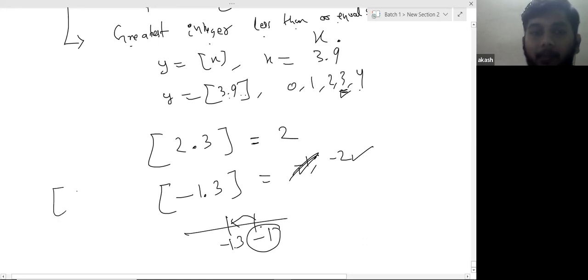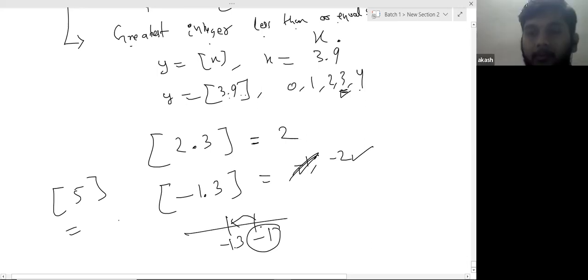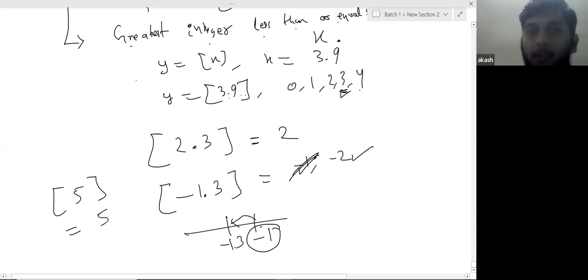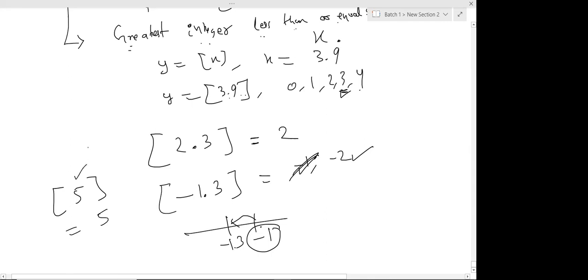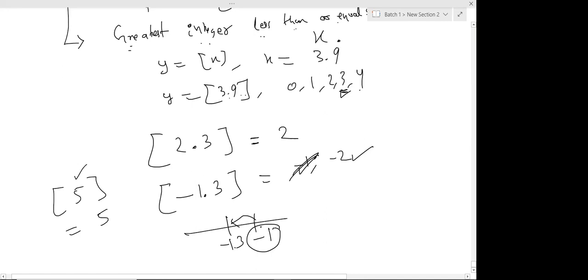Clear, everyone? If I put 5, what is the answer here? 4, right? Okay, Irfan, Asma. Sir, 5 is 5 only, right? Yes, 5 is 5 only, because it is the greatest integer less than or equal to. So it can be equal to this, but it cannot be more than this. All right. So clear?